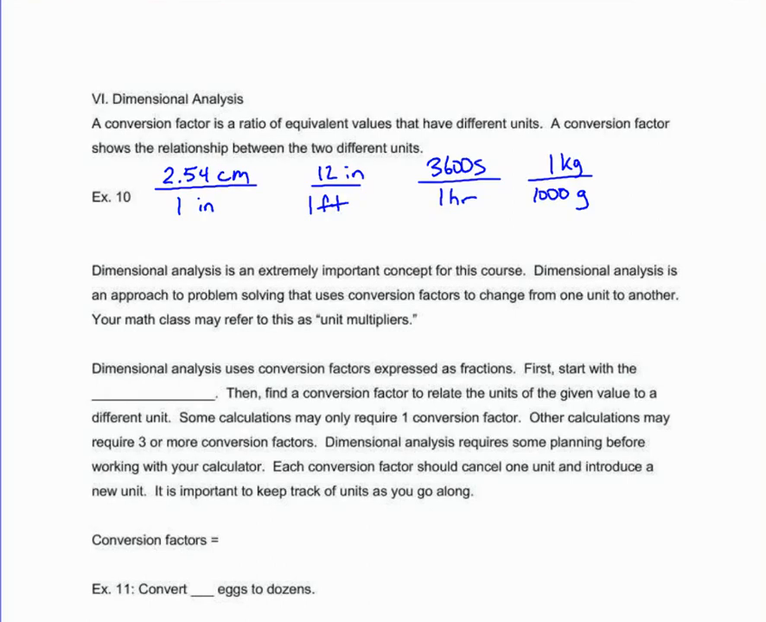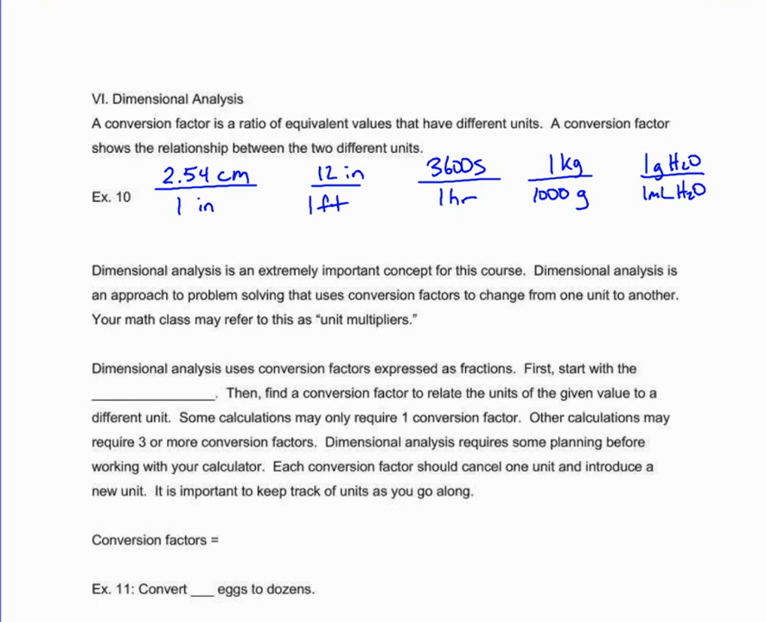Here's one that works with water. 1 gram of water is 1 milliliter of water. And we're talking about pure water. And that's in the same unit. If you go back towards the beginning, you'll see this one.